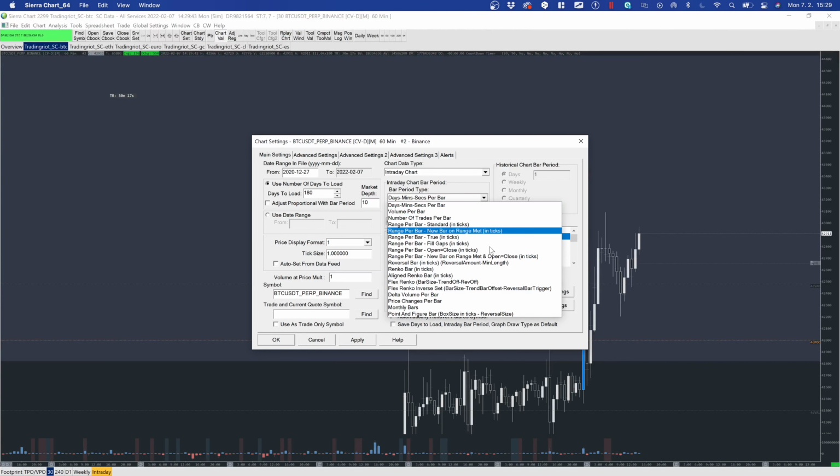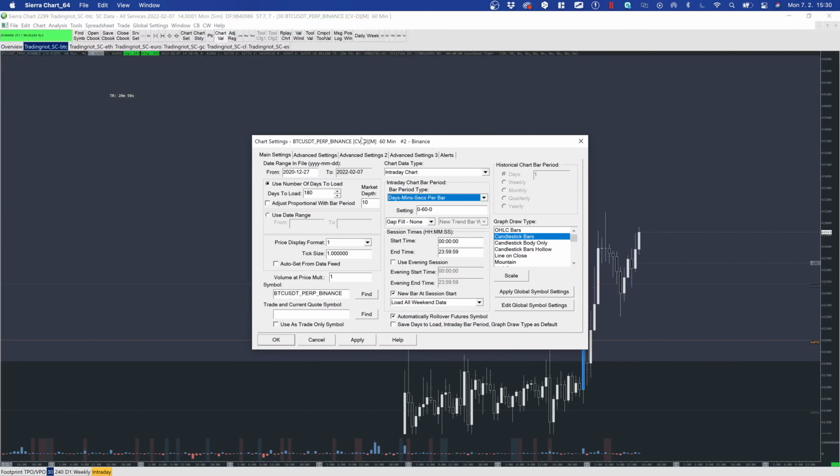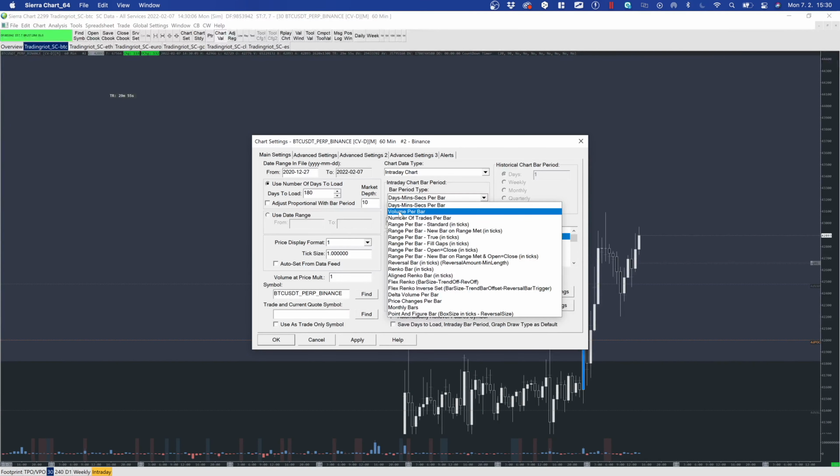You have so many options when it comes to these things. You have volume charts, tick charts, range bars, Renko bars, delta candles, price changes per bar, and point and figure. They are all a little bit different in terms of how they calculate the data. Volume bars are created once a predetermined amount of volume is traded.